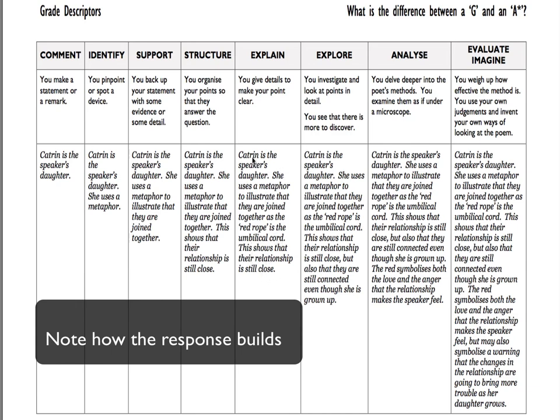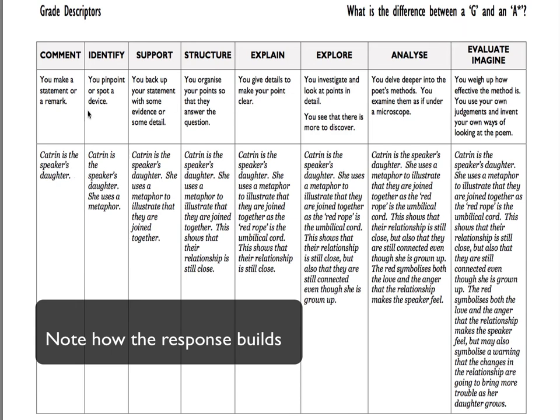Now up to about here, we're up to around low B, high C. This shows that their relationship is still close, but also that they are still connected even though she has grown up. So there you're making that slightly more developed analytical connection. The red symbolizes both the love and the anger, so you're looking at it in both ways, and the relationship makes the speaker feel. But also it may symbolize a warning that the changes in the relationship are going to bring more trouble as a daughter grows. So that's a really good development of one point, all the way down there from a basic low grade.